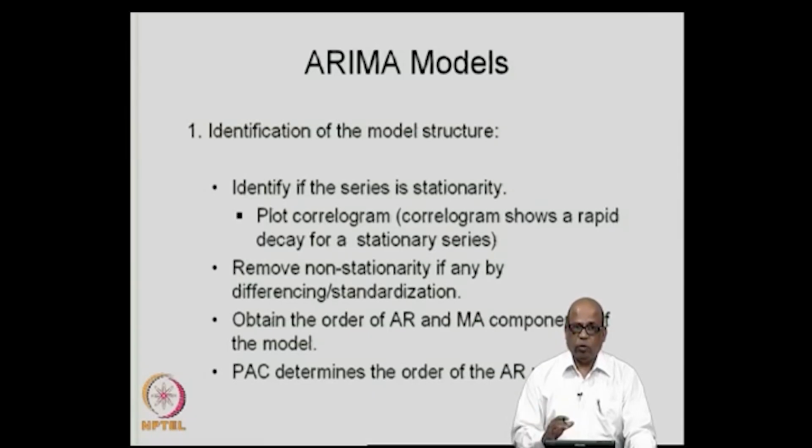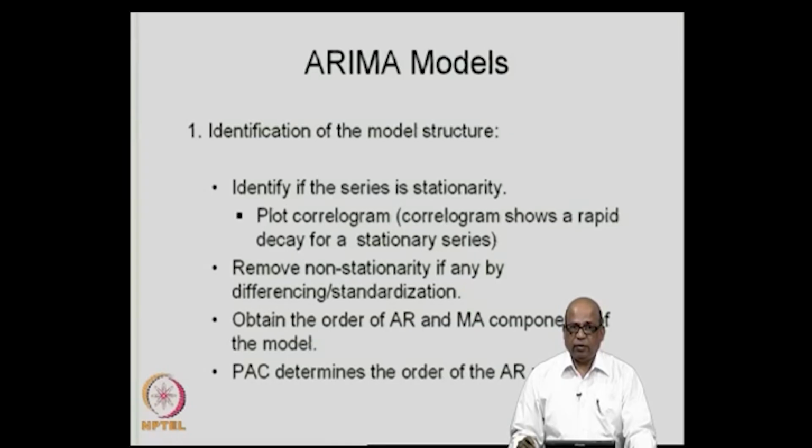So, you plot the correlogram. If the correlogram shows a very slow decay, either sinusoidal variation, or a slow decay, either exponential decay or normal nonlinear decay, then it indicates that the series is not stationary.